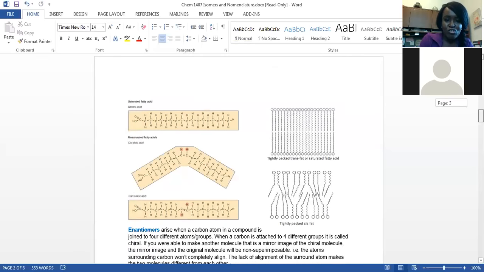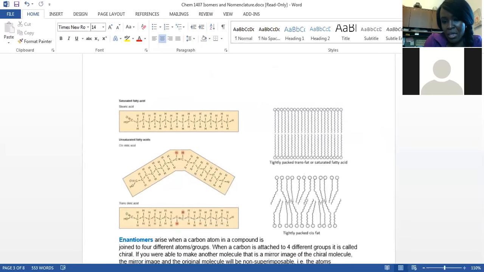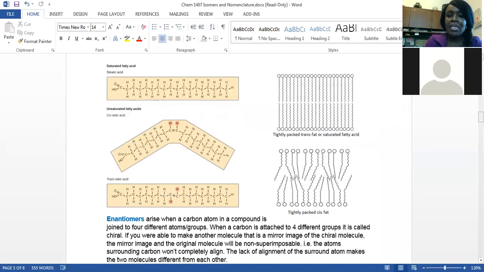So back to the structures. Now that we've seen how this looks in organic chemistry, we're now taking a detour and applying that in biochemistry. So this is an example of the trans fat we're talking about. Actually, this right here will be a regular one.